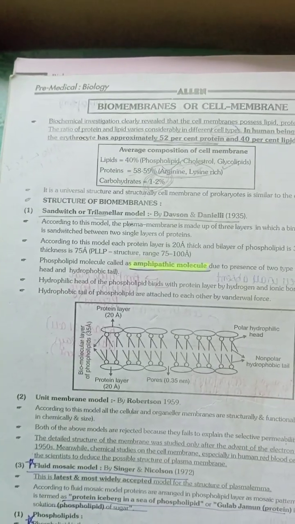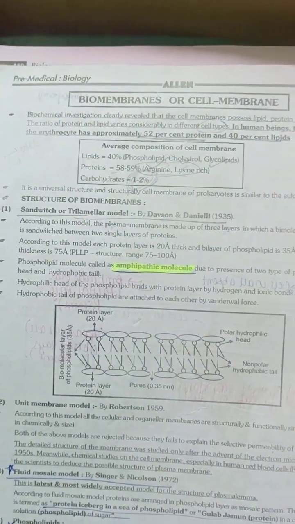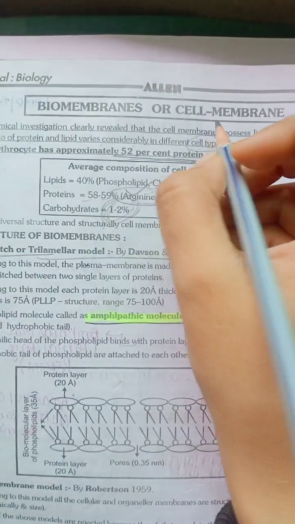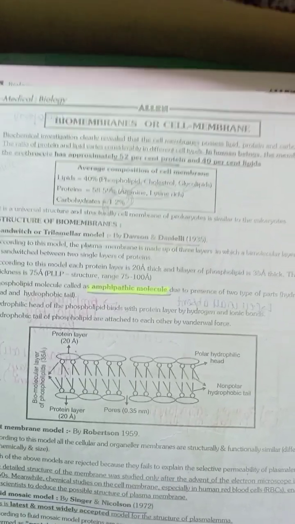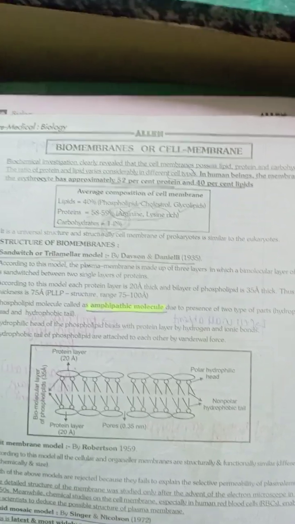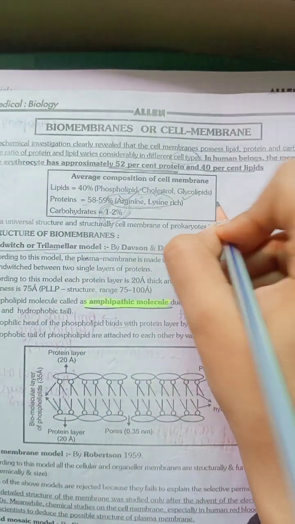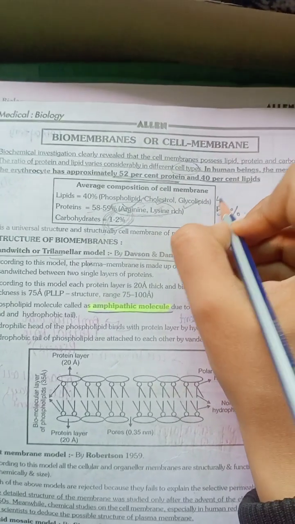Now, what is the cell membrane? Cell membrane is the outermost covering which is present in both plant cells as well as in animal cells. It is composed of many things like lipids, proteins, and carbohydrates. But basically, the cell membrane is made up of proteins and lipids, and we have 52% proteins and 40% lipids.